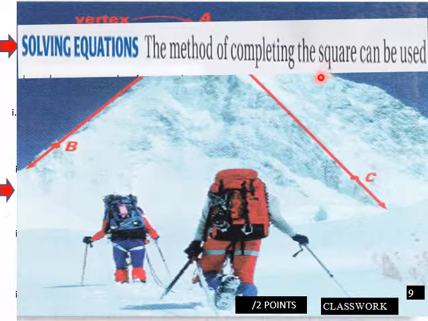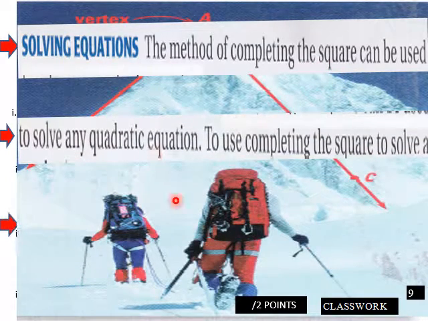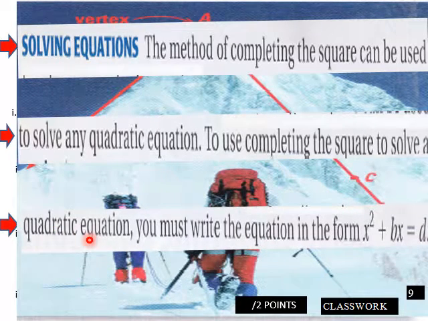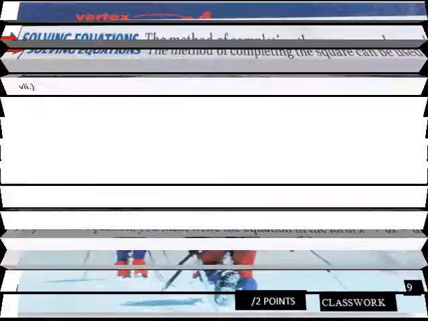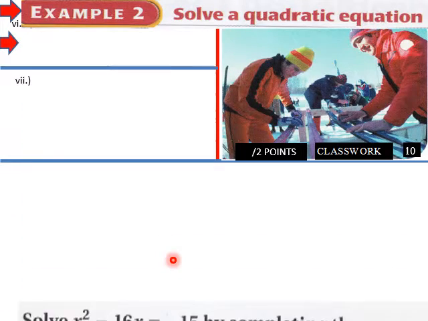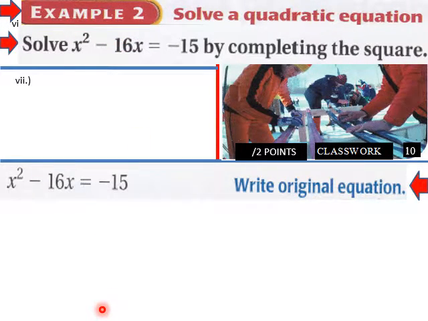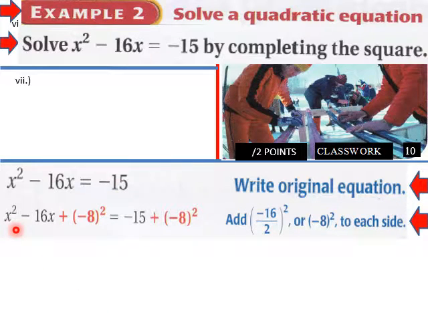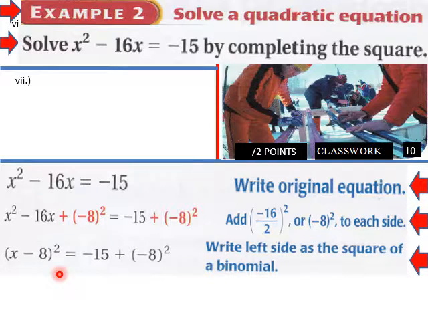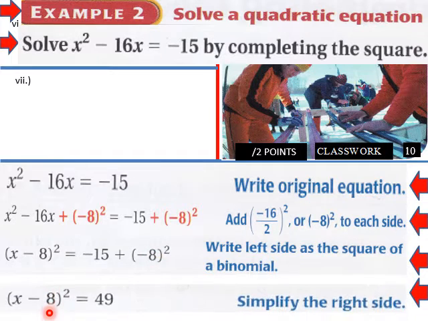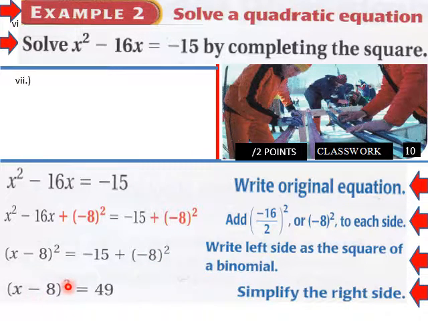Solving equations. The method of completing the square can be used to solve any quadratic equation. To use completing the square to solve a quadratic equation, you must write the equation in the form x squared plus bx equals d. Okay, example 2, solve a quadratic equation by completing the square. So what we do is we take 1/2 of negative 16 and square it and add it to both sides. And we have (x minus 8) squared equals negative 15 plus (negative 8) squared. So we have (x minus 8) squared equals 49.